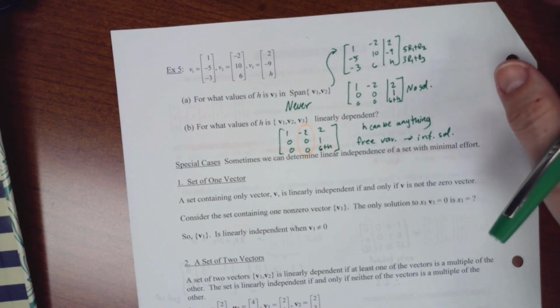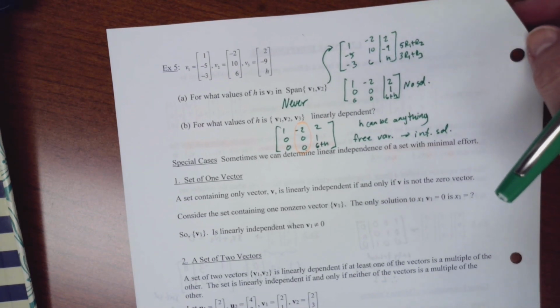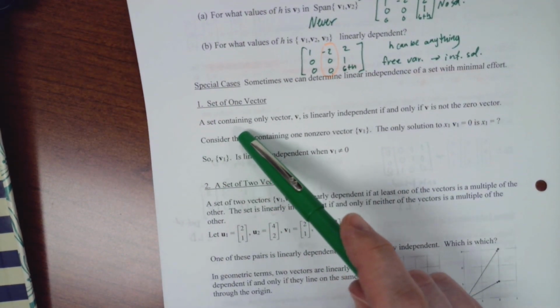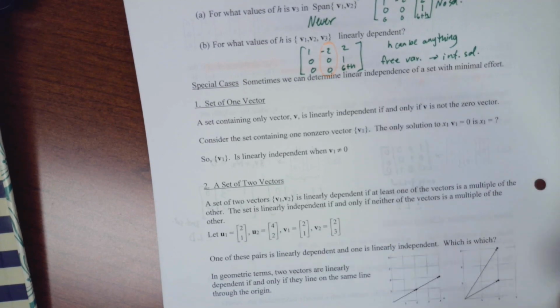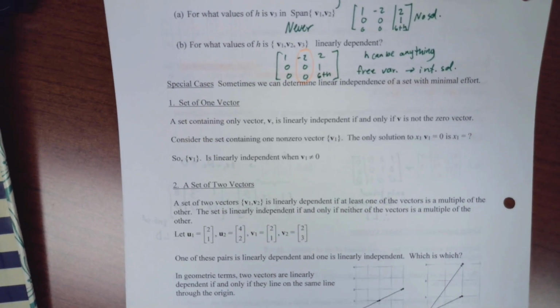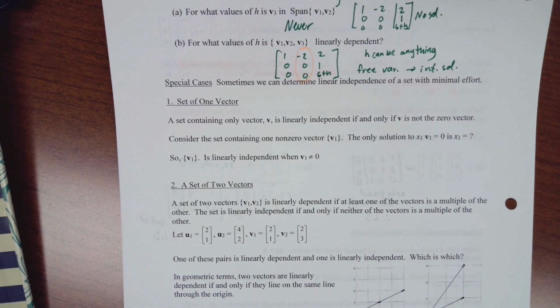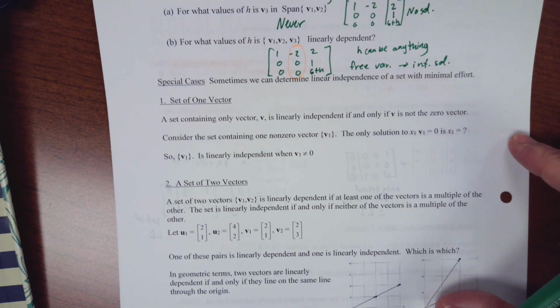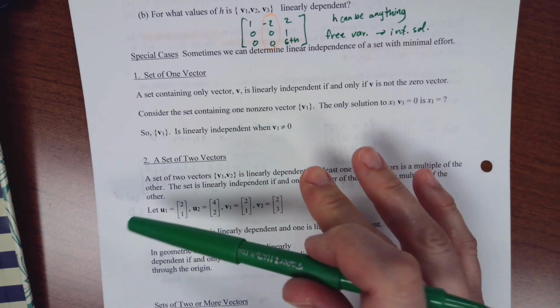All right, so some special cases here. Sometimes you can determine linear independence with minimal effort. A set containing only one vector is linearly independent, because there's nothing to compare it to. It's by itself. As long as that vector is not all equal to 0, because anything can be multiplied to 0. All right, so when you have two vectors, a set of two vectors is linearly dependent if one of the vectors is a multiple of the other.